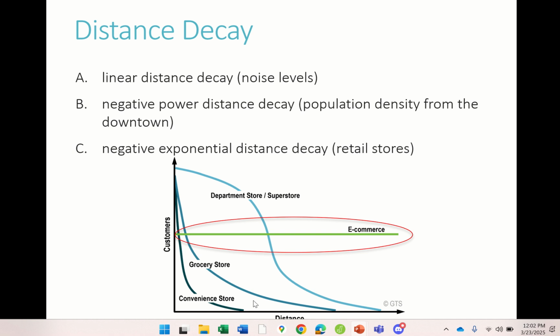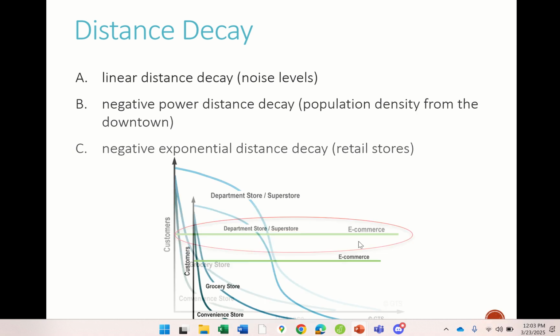Right, so again, same kind of idea here. The distance they're willing to travel to a convenience store is going to drop off very sharply as you get further and further away. A grocery store is kind of in the middle, and then for a department store, superstore, or maybe a furniture store, that decay is going to be slower, because people are more willing to travel longer distances to the department stores. And then we have new things like e-commerce, Amazon, Temu, all those different apps out there, where basically we have the same amount of willingness because everything is delivered to you. So we have no distance decay in that case.